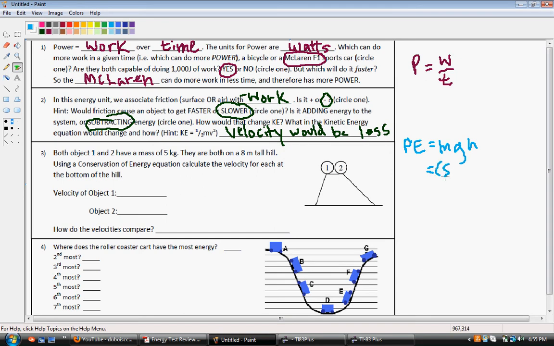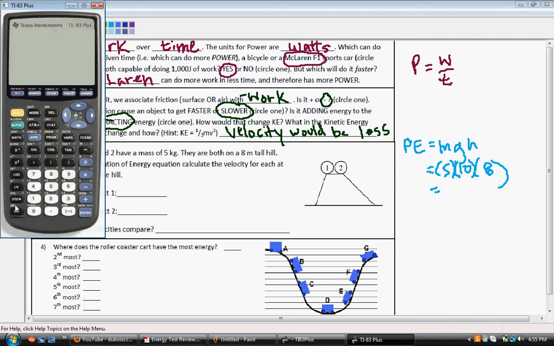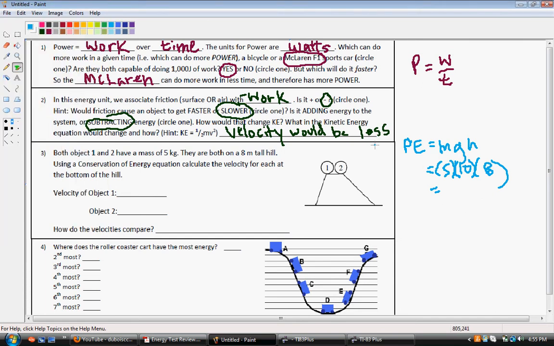We know it has a mass of 5. Our gravity is 10. And the height is 8. So when we plug that in, 5 times 10 times 8, it's 400. So we know that the potential energy is 400 joules. Now, it's 400 joules for the object 1 and object 2 because they both have a mass of 5 kilograms. They both are on Earth, so there's gravity, and they're both 8 meters up on this hill. So we know the potential energy is the same.